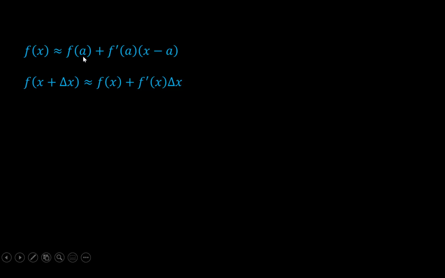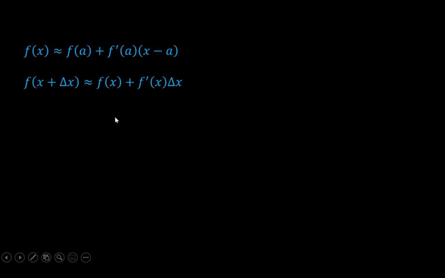Remember, this is just a plus a little bit, an increase by a little bit. And we denote that little bit by delta x. So this becomes x plus delta x. And then x minus a is how much you increase, which is exactly delta x, and a becomes x. So this formula becomes this one.